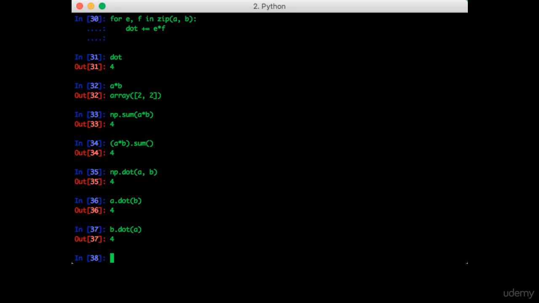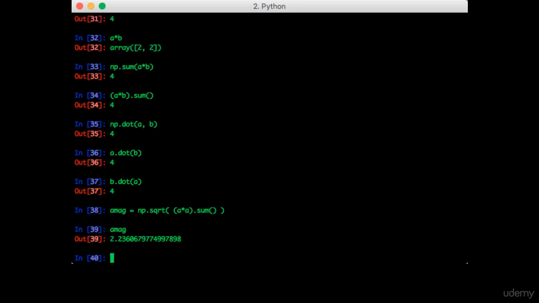Now let's use the alternative definition of the dot product to calculate the angle between A and B. For this, we need to figure out how to calculate the length of a vector. Using only what we know so far, we can do this. It's just the square root of the sum of each element squared. So for example, A magnitude is equal to np.sqrt((A times A).sum()). So A mag is 2.236 as expected.